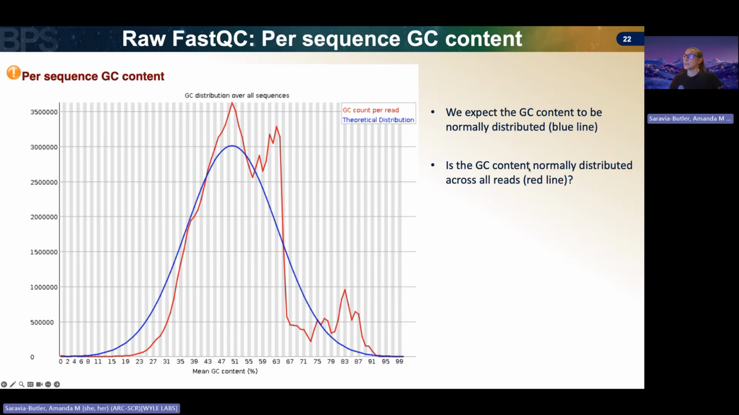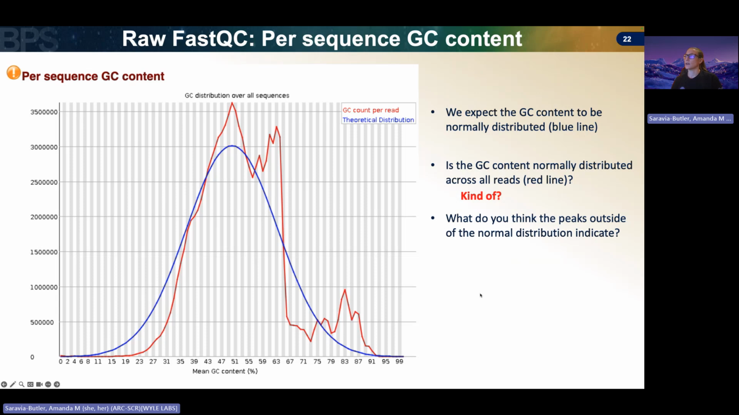And so the question here is, is the GC content normally distributed across all reads, represented by this red line? For this data set, kind of, right? It kind of follows this theoretical distribution. However, we have a couple of peaks here, and we may just have some regions of the read that have a higher GC content, like we're seeing with these peaks. However, we do see this small peak over here that has a higher percent GC.